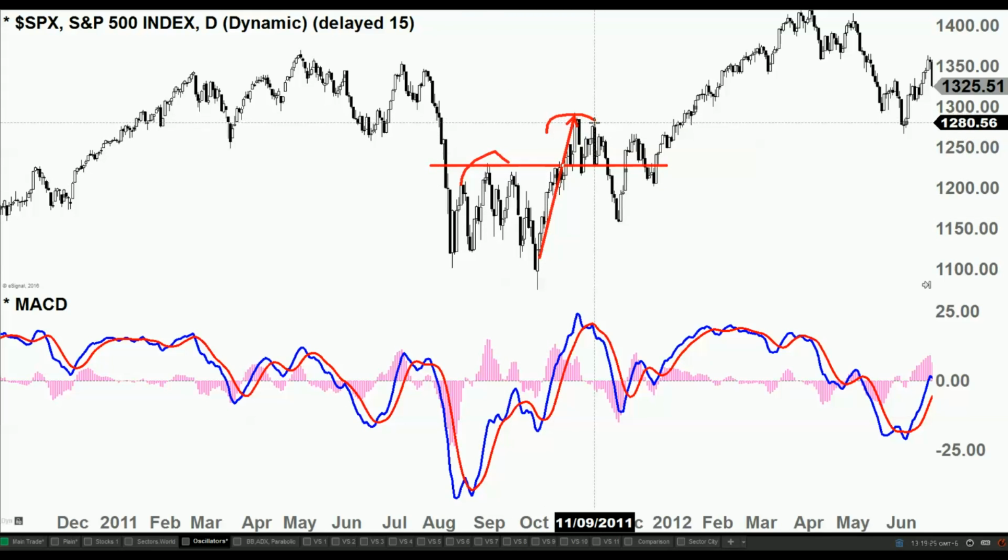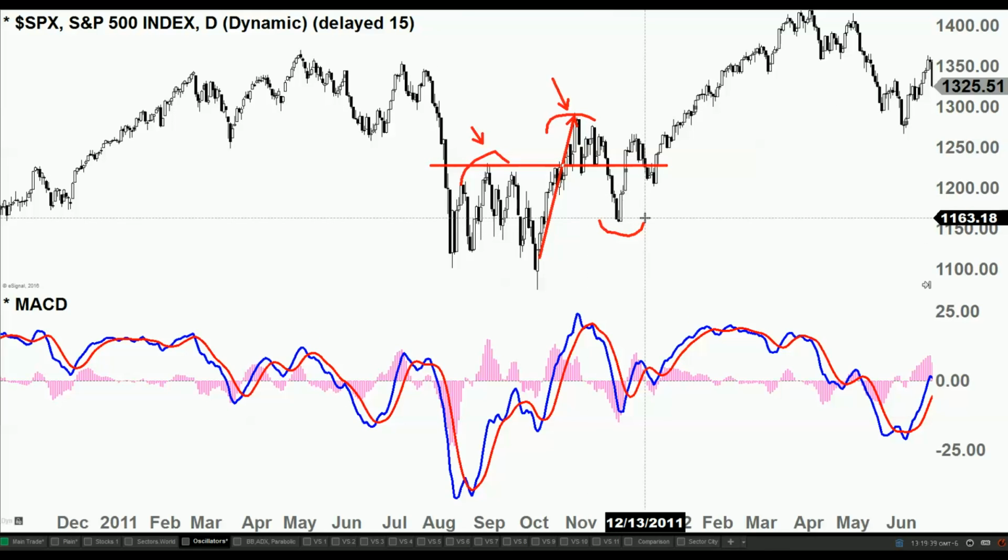That actually gives more edge to the buyers, right? So now we don't even have to worry about equal highs. Now we got the higher high right away, which is a good sign. But again, that's not enough. We need what? A higher low. We got that.